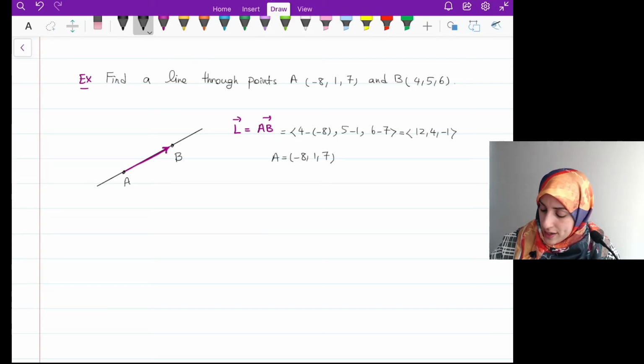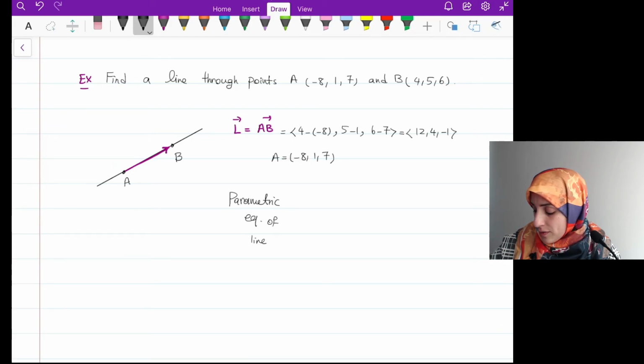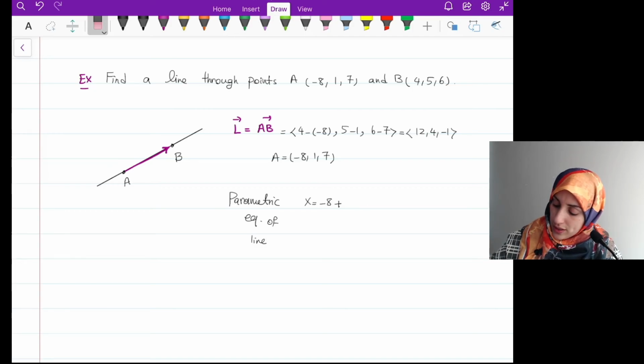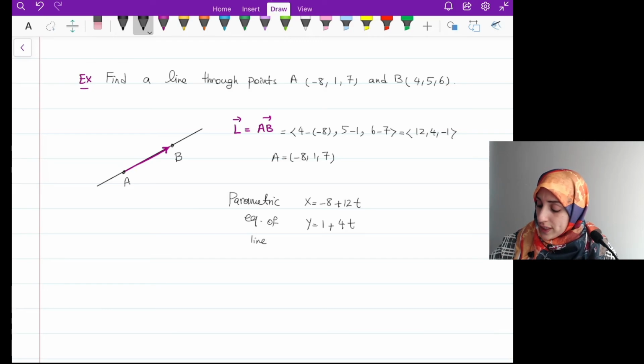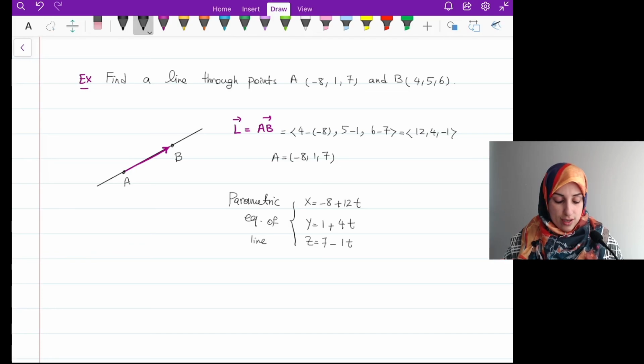Then the parametric equation of the line would be this. The x coordinate would be the x coordinate of the point plus t times 12. I can also write 12t. y would be 1 plus the coordinate of the direction vector times t, and z would be the third coordinate of the point that I pick, 7, plus -1 times t. This is the parametric equation of the line.